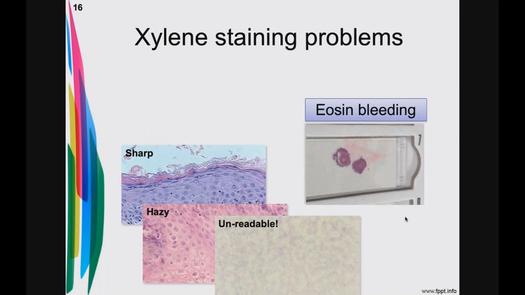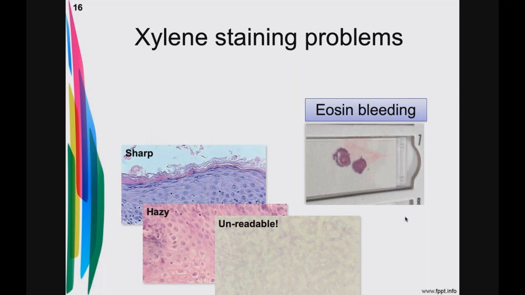So I have three pictures there. The first picture shows a piece of epidermis of the skin, perfect, nice and sharp and focused. The one in the middle, I have the word hazy on it. If you had to look at 100 slides like that, you would usually be using your fine focus and trying to make it as sharp as the one up above. So it's a little bit hazy. The one underneath is totally unreadable.